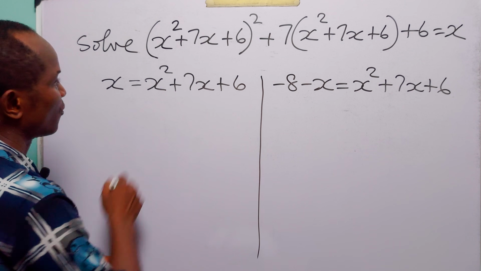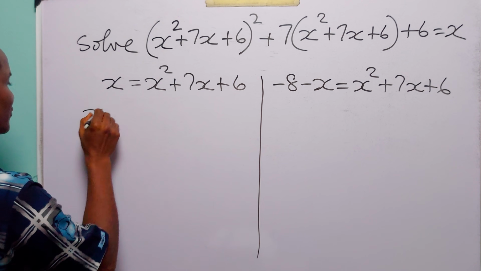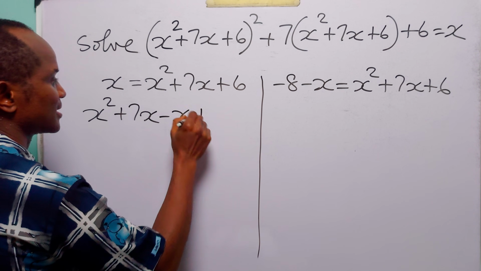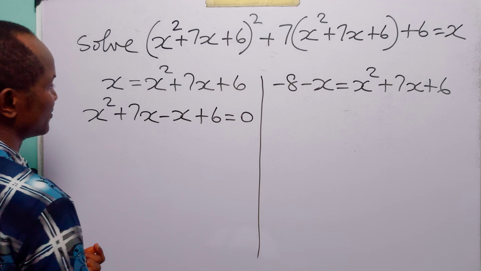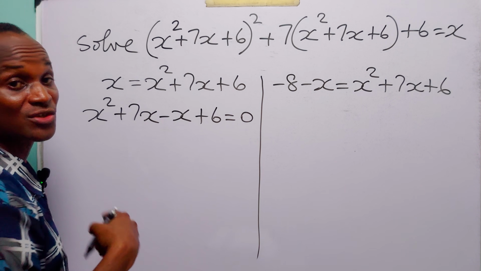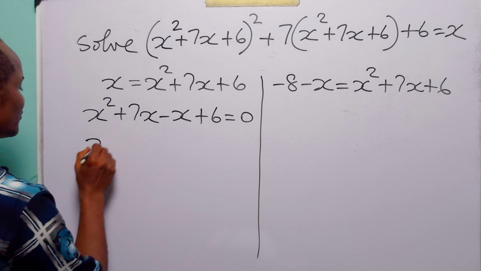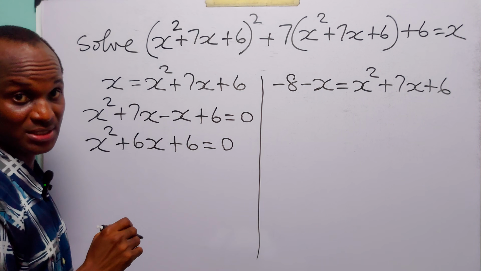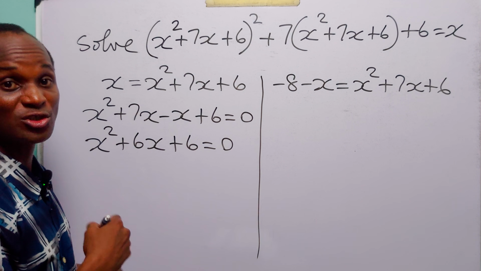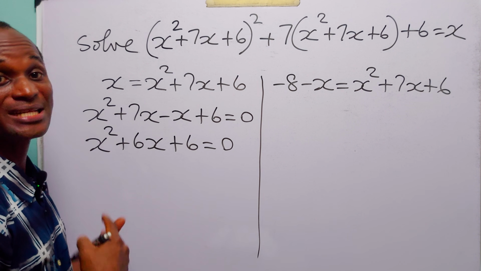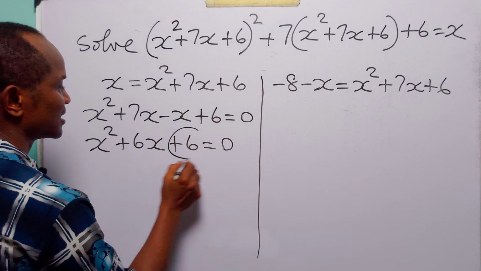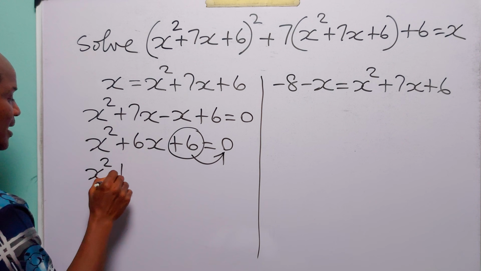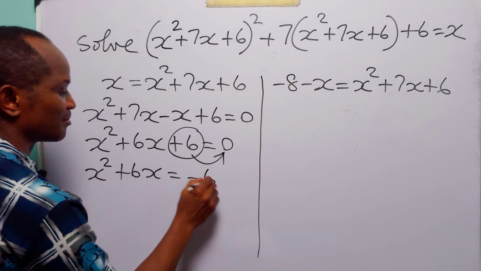Now, in this first case, when we rearrange this quadratic equation, we have x squared plus 7x minus x plus 6 is equal to 0. 7x minus x is going to give us 6x. So we have x squared plus 6x plus 6 is equal to 0. Now we cannot solve this quadratic equation by factorization, so let us solve it by completing the square method. Of course, the first thing we are going to do is to move this over to the right. When we do that, we have x squared plus 6x is equal to minus 6.